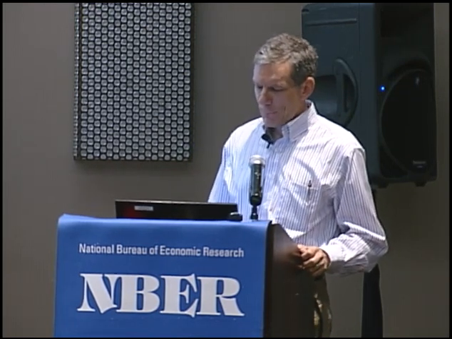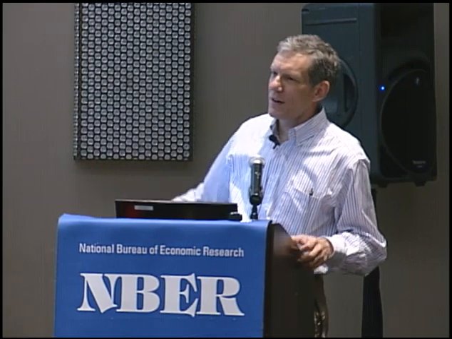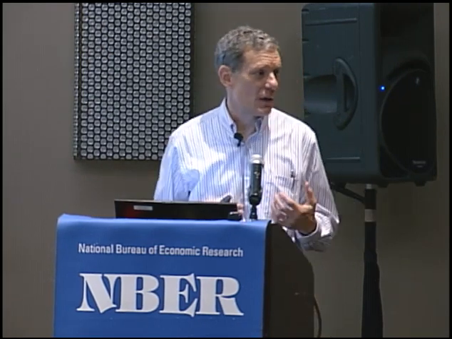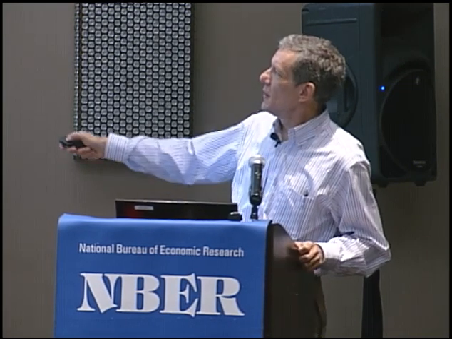Okay. So what we've gone through is just basic global patterns. I want to talk now a little bit about segregation patterns, putting in node types and talking about homophily. You can actually find this in the writings of Aristotle, Plato, and so forth. Here's a quote from Philemon Holland, "Birds of a feather flock together." So the idea that people associate with people who are similar to themselves is well known, and it's been around for a long time.